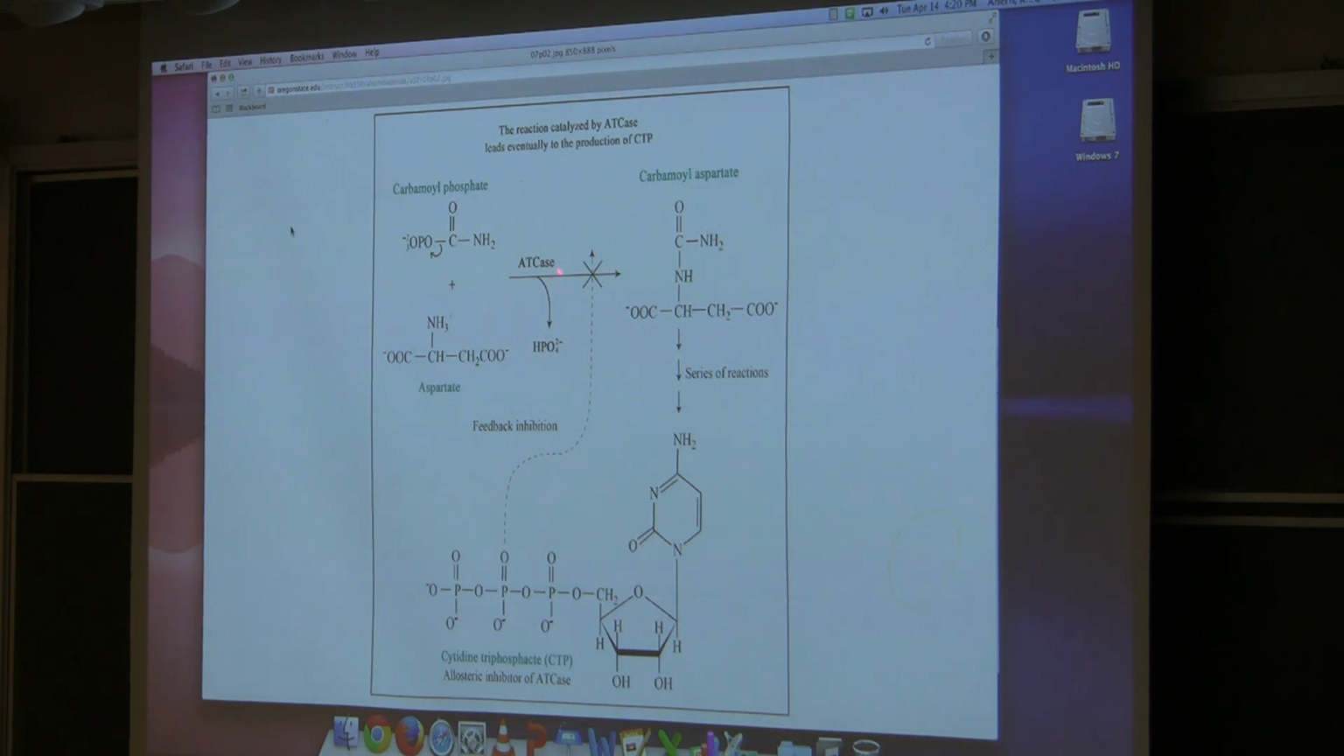ATP turns on ATCase. So ATP is a purine. And so if I have a lot of purines but not enough pyrimidines, I want to make more pyrimidines to balance, right? So that's why turning that on makes good sense. On the other hand, if I have too many pyrimidines, they turn themselves off.